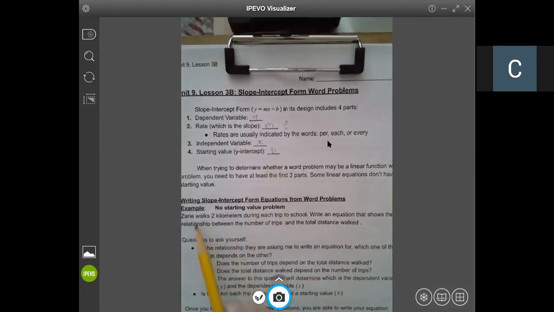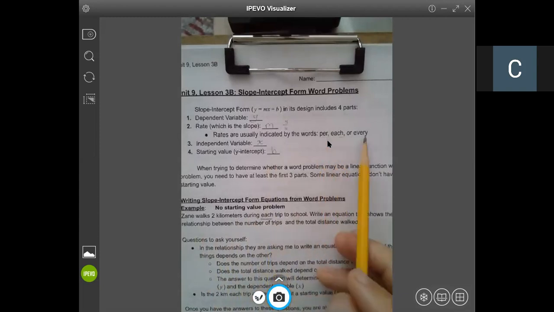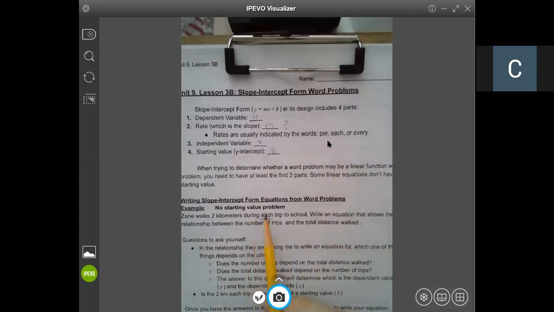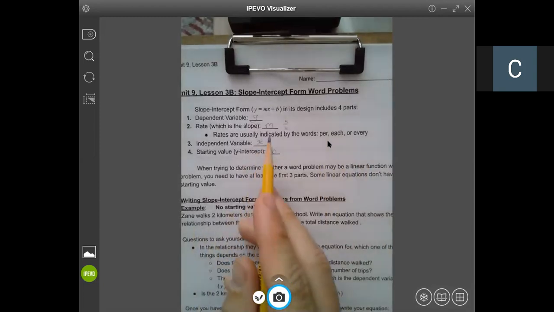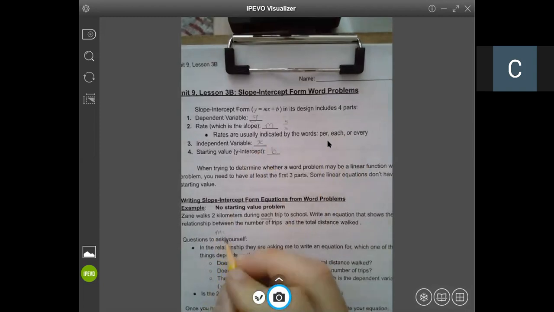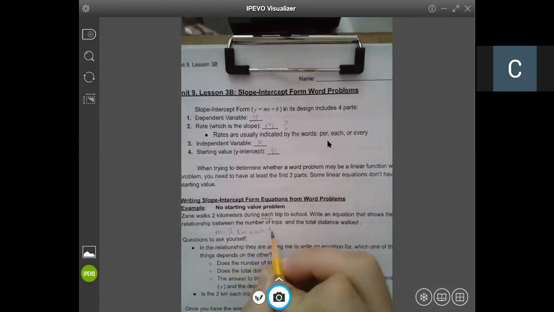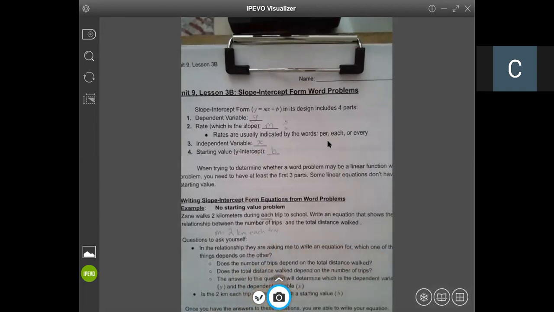So in this word problem, it says Zane walks 2 kilometers during each trip to school, right? This word right here, as I said, we're looking for per, each, every, perhaps to indicate our rate to us. So this word right here is going to indicate that what we're talking about, 2 kilometers each trip, is our rate. So 2 kilometers is going to be our m value. All right, so our m in this is going to be the 2 kilometers each trip, if we wanted to say it out completely as to what our rate is.